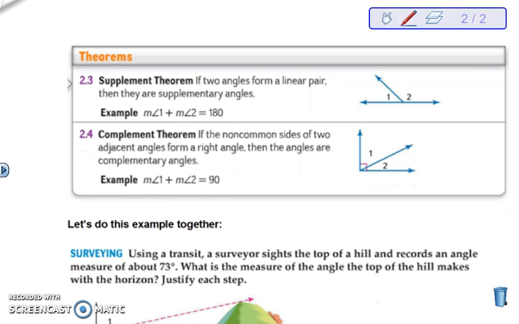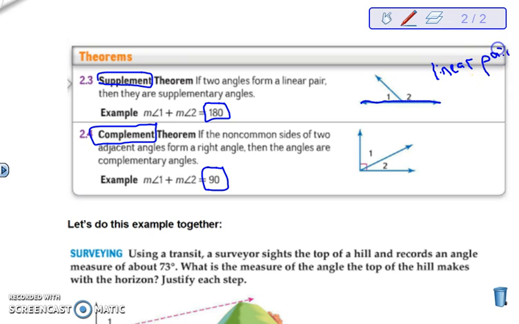So the other thing we talked about in our last lesson, right? Supplement means that the angles add to 180. Complement means that they add to 90. So in this picture, right, we said this is a linear pair. We notice the 1 and 2 are the angles of the linear pair. So measure of angle 1 plus measure of angle 2 has to equal 180. We said this guy is our right angle, right? We see our little box. So that means angle 1 and angle 2 add to 90.